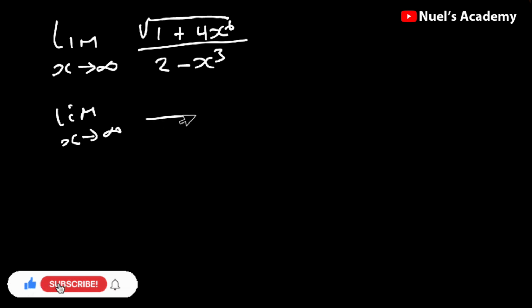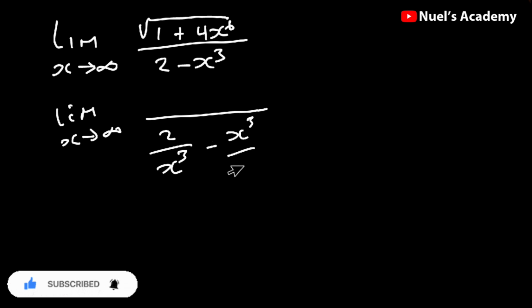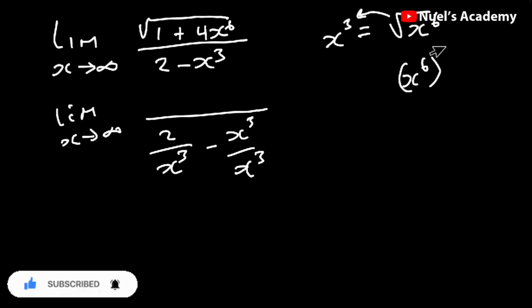Let's start with the denominator first. We have 2 over x raised to the power 3 minus x raised to the power 3 over x raised to the power 3. So how do we incorporate x raised to the power 3 into this square root? We know that x raised to the power 3 is equal to the square root of x raised to the power 6. If you want to get back x raised to the power 3 from this, we write x raised to the power 6, all raised to the power 1 over 2, representing the square root. So we have 6 times a half, which is equal to 3, which is what we have here.